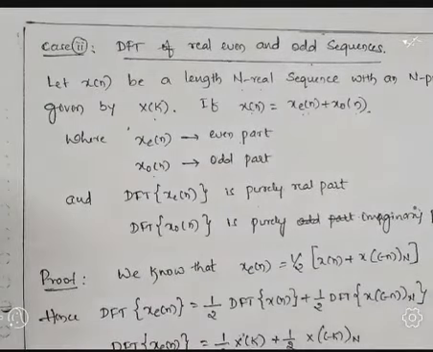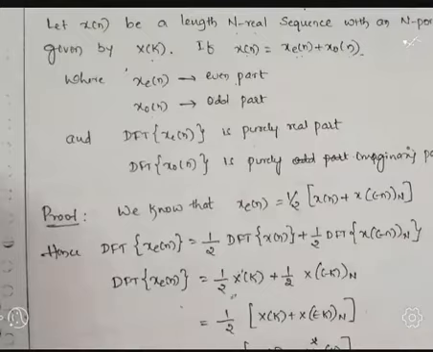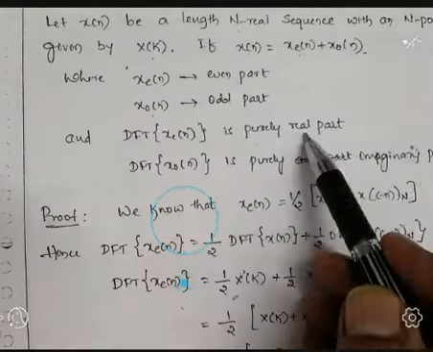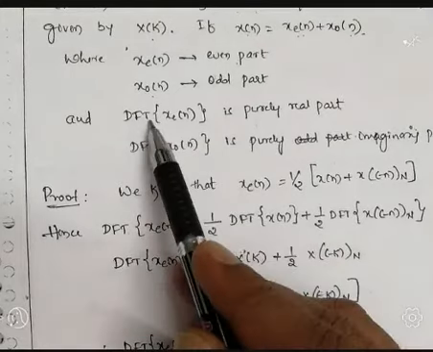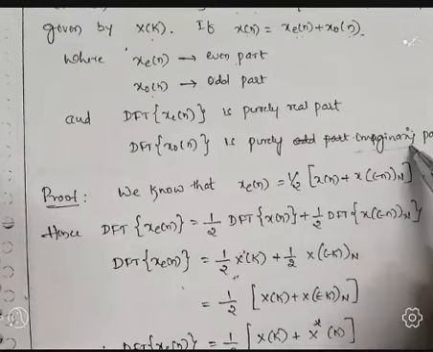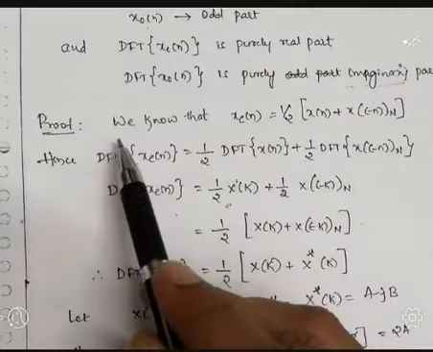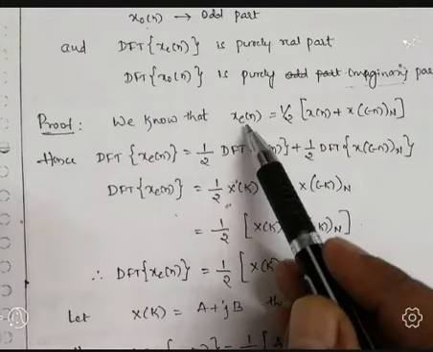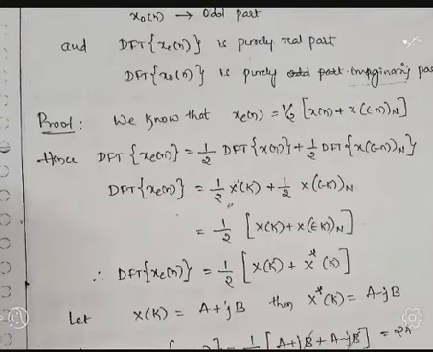Now, if you calculate the DFT of the even part, the DFT of the even part is purely real. If you calculate the DFT of x o of n, the DFT of x o of n is purely imaginary. Now we know that x e of n, as already discussed, is the even component of the given signal.